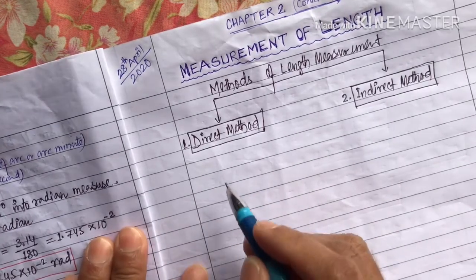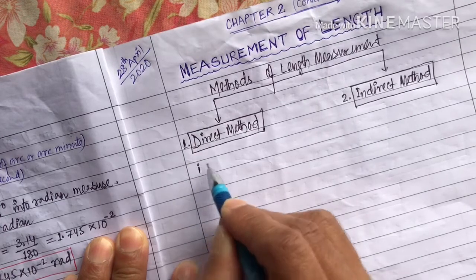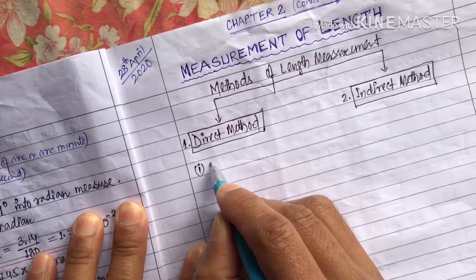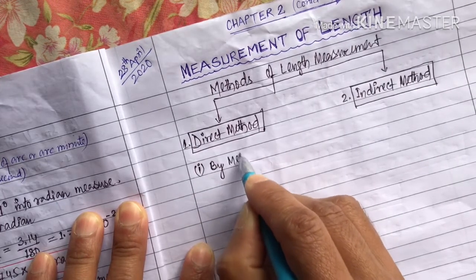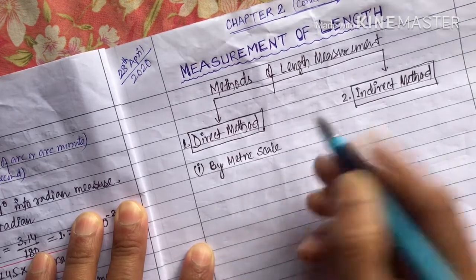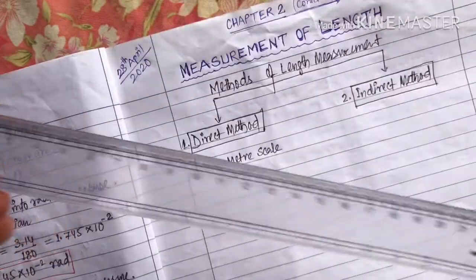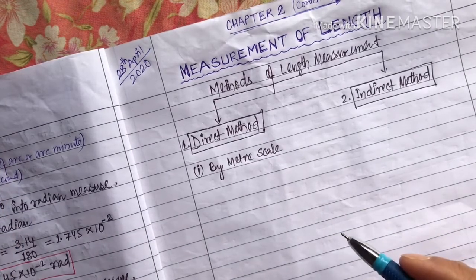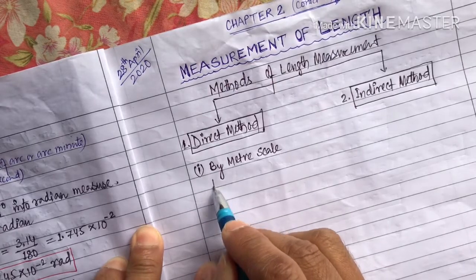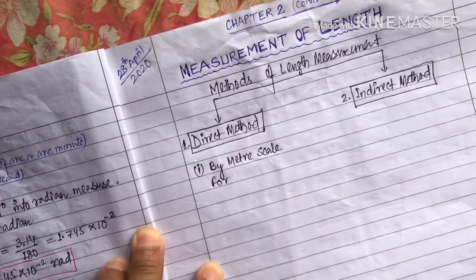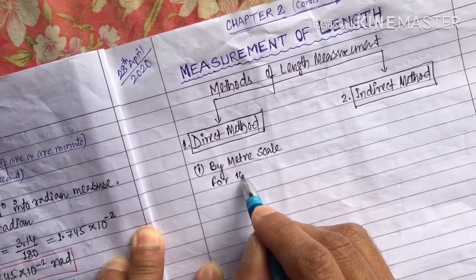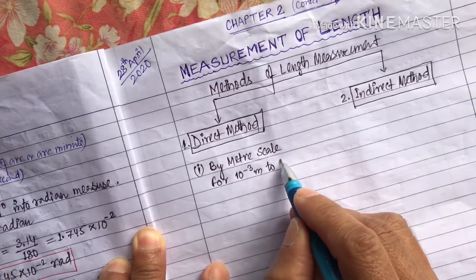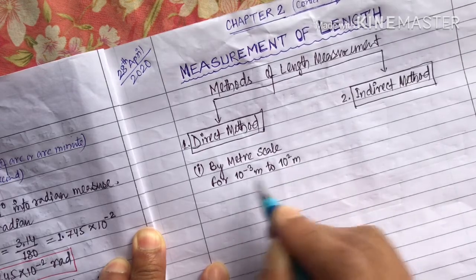So in the direct method, the first one is the measurement done by meter scale. We know the meter scale is something like this, which has a length of 1 meter. So that is the meter scale. This can be used to measure for a range. This type of meter scale can measure 10 raised to minus 3 meter to 10 raised to power 2 meter. So what is this?